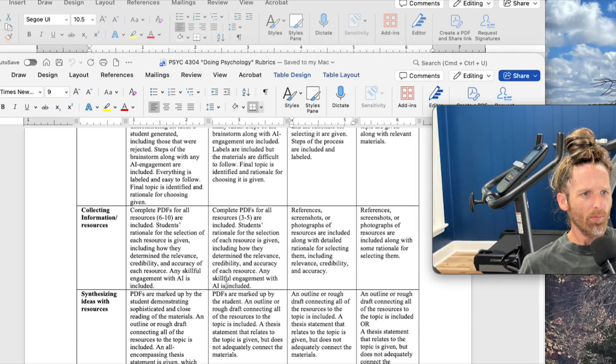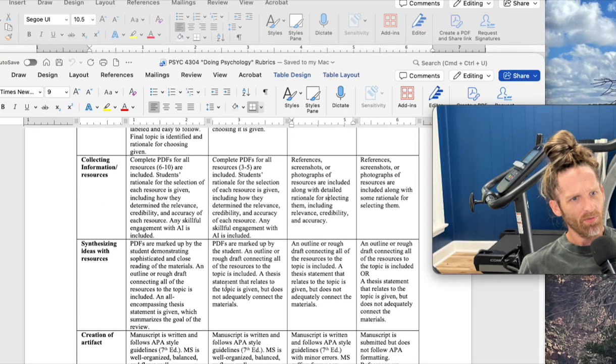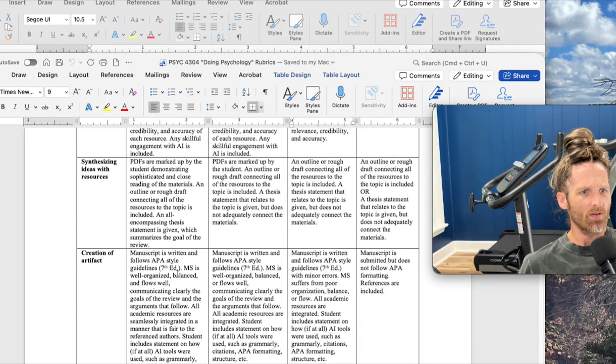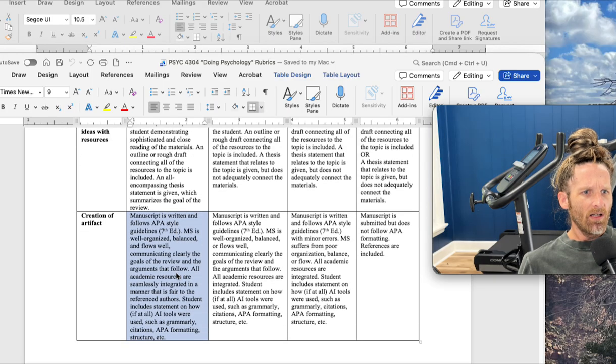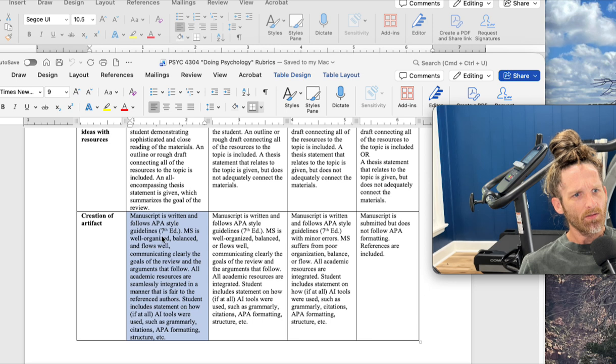Did a good job helping you brainstorm, collecting information, but not the actual resources. Creation of artifact. Well organized. Manuscript is well organized, balanced, and flows well, communicating clearly the goals of the review and the arguments that follow. False. All academic resources are seamlessly integrated in a manner that is fair to the reference authors. False. Students include statement on how, if at all.